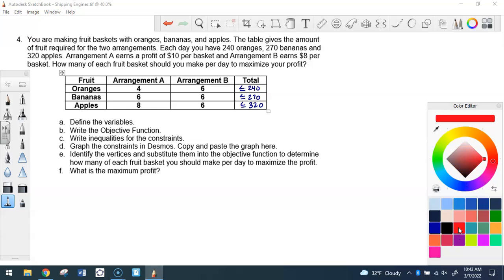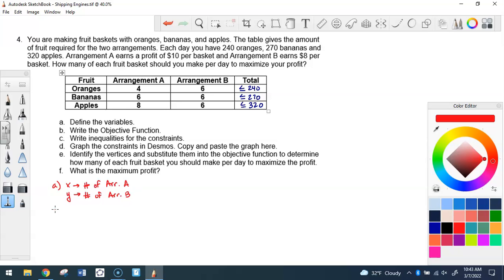Now, part A down here, it says to define the variables. The best way to approach this is to think about what this question is asking me to do. How many of each fruit basket should you make per day? So the variables are the amounts we're asking for, the number of each fruit basket we should make per day. I'm going to use X and Y just because they fit into Desmos a little bit better. So X is going to be the number of arrangement A, and Y is going to be the number of arrangement B that I make each day. So I'll make X arrangement A's and Y arrangement B's.